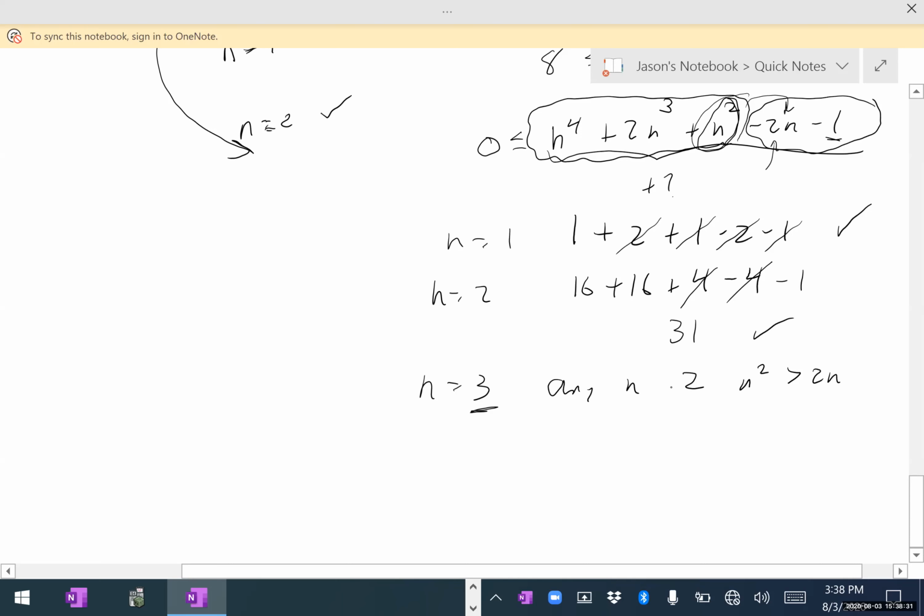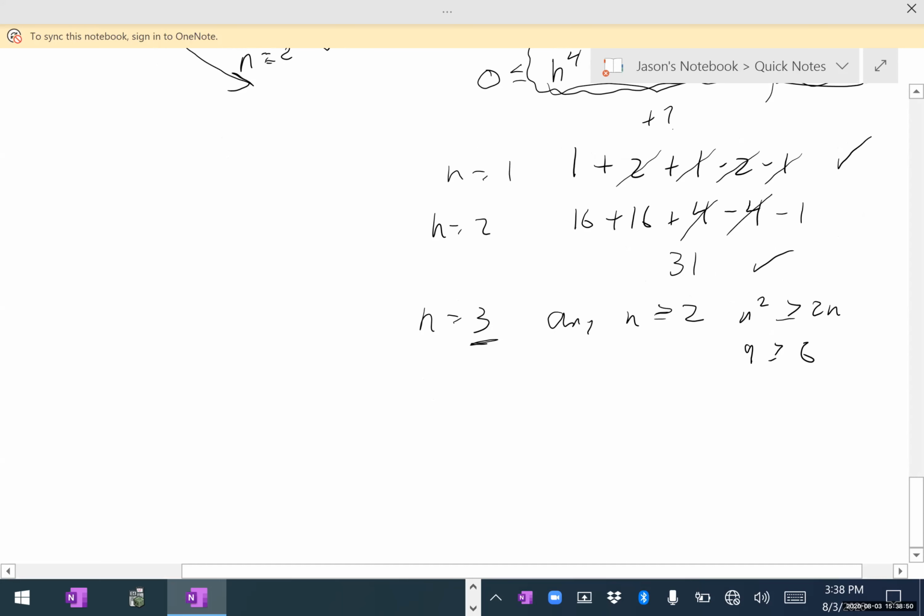Or we could even say for n greater than or equal to 2, wouldn't n squared be greater than or equal to 2n? Does that make sense? Isn't 9 bigger than 6? Isn't that always true? For any n greater than or equal to 2, this is going to be true.